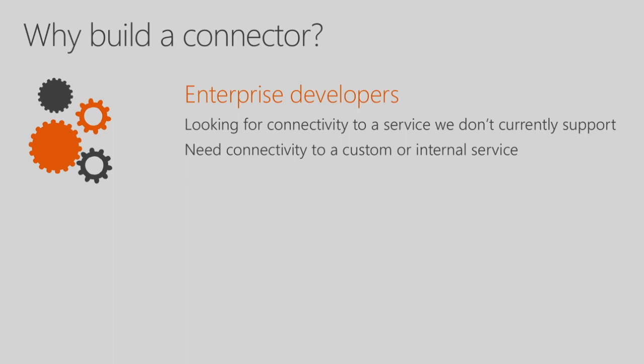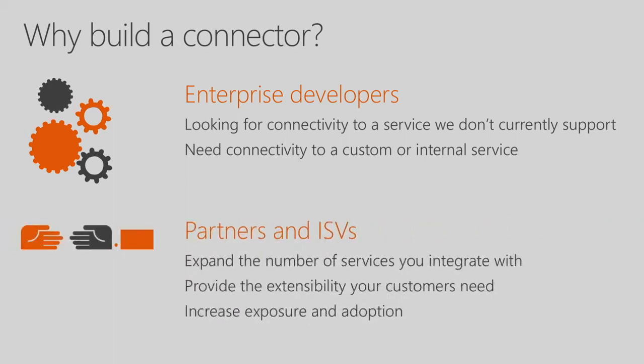Or you're on the other side of things. That is, you're an independent software vendor. That is, you specialize in a certain SaaS offering that we don't offer out of the box today. If that's the case and you're looking to expand the number of systems that you integrate with today, you can build a connector and publish it on our platform. This not only helps you expand the number of people your service and API reaches today, but also provides the very extensibility your customers and partners have always needed.